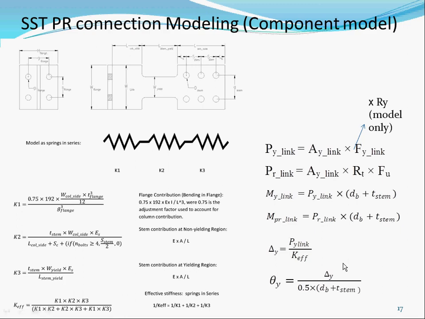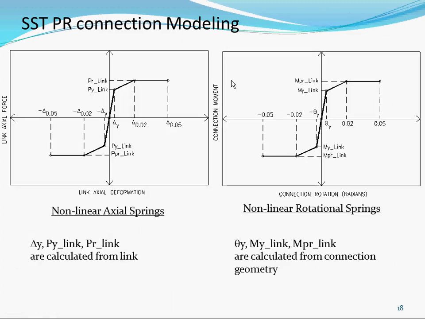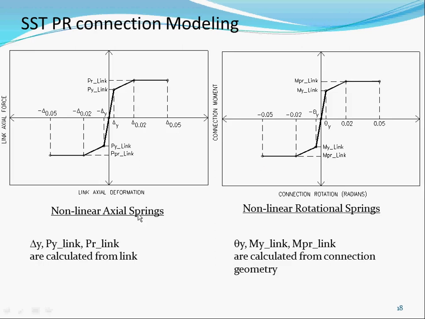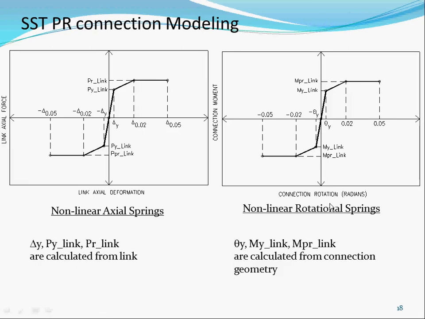there are many ways people model it. Modeling KEF is only for the axial spring stiffness. Okay, so now how do you convert it to a moment? There are two models, I'll show you a little bit later. This is a nonlinear axial spring model. This is a rotational spring model. For your axial, everything's related to delta, Py, P link. For the moment, the spring is related to theta y, My, and MPR.